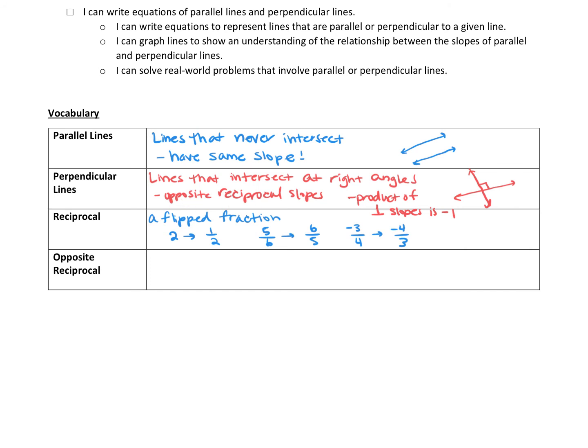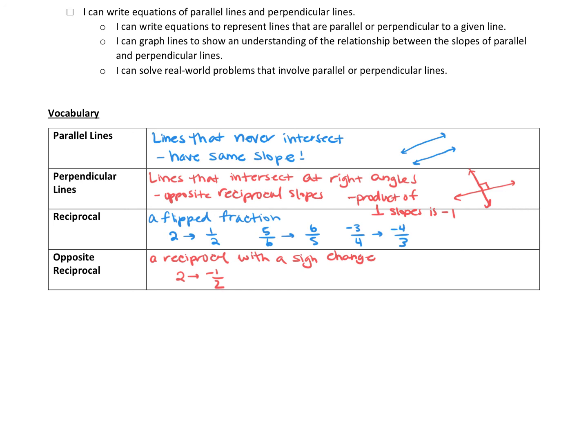So that's a reciprocal, what we just talked about, a flipped fraction, but an opposite reciprocal is a reciprocal with a sign change. So it has the opposite sign. So if we look at our examples, let's pretend these are all slopes. If our slope is 2, the opposite reciprocal will be to flip it and change the sign, so it's going to be -1/2. So 2 and -1/2 are perpendicular slopes.